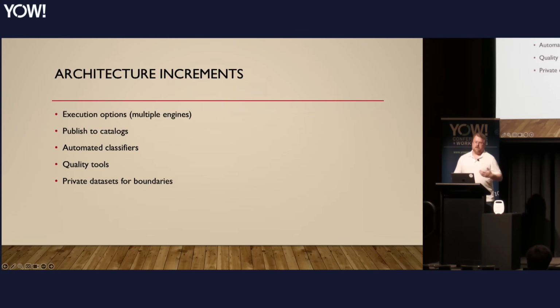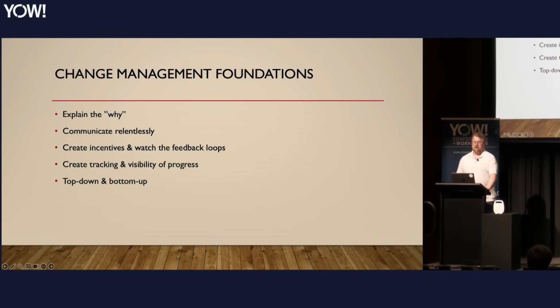So getting to the point where we can use more than just Spark is one of them. Getting to the point where we can publish information to catalogs is another. Catalogs here is plural because it turns out, just like you've got multiple customer IDs, you've probably got multiple data catalogs, and they don't all look the same or contain the same metadata. So we're going through these architecture increments one at a time, but we're also doing a very widespread change management process. That always begins with explaining why are we doing this.